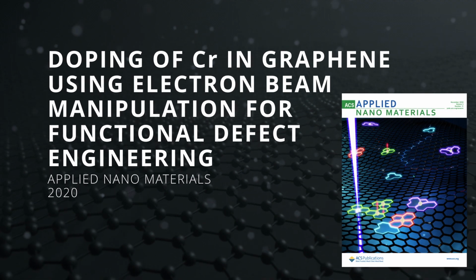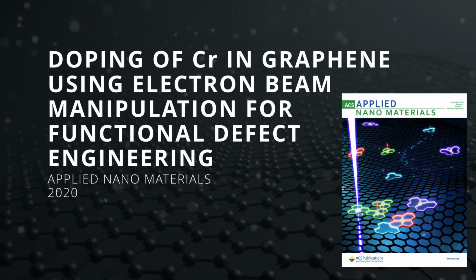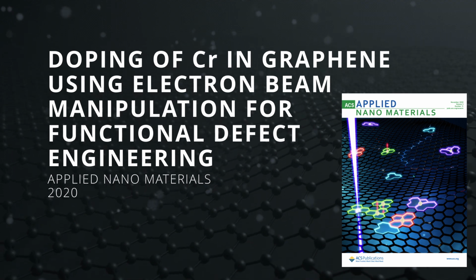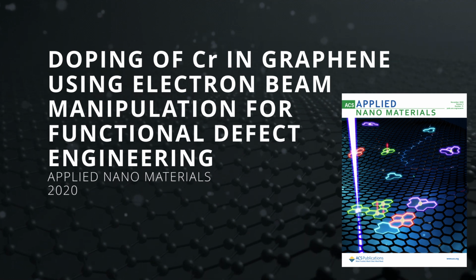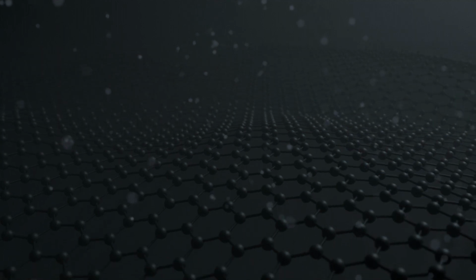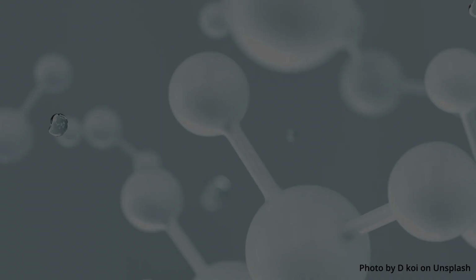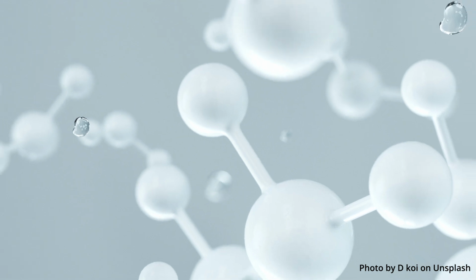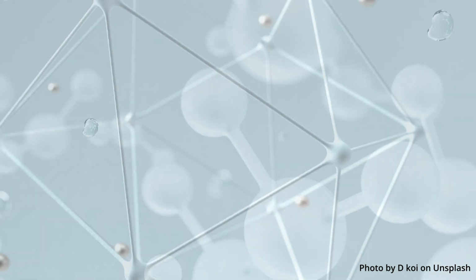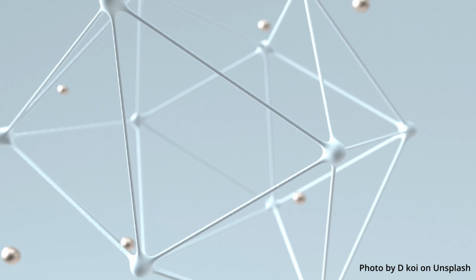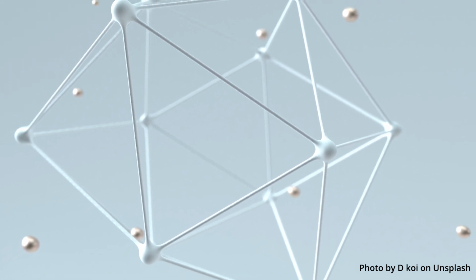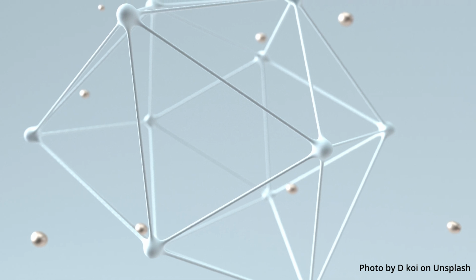Doping of chromium in graphene using electron beam manipulation for functional defect engineering. This paper was published in Applied Nano Materials in 2018. The ultimate precision for fabrication technology is the precise arrangement of single atoms in relation to one another. The ability to specify where all the atoms should sit would give one control over the emergent material properties and the ability to create functional structures designed from first principles.